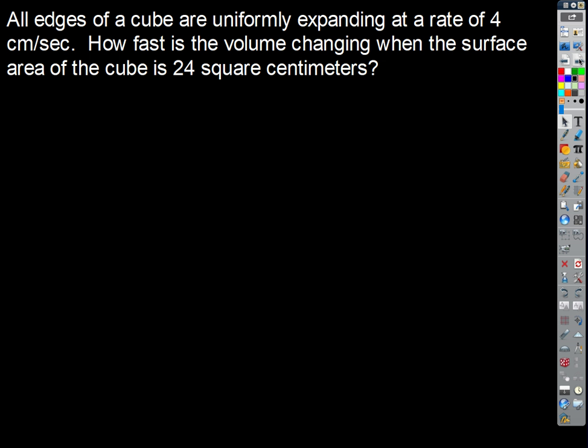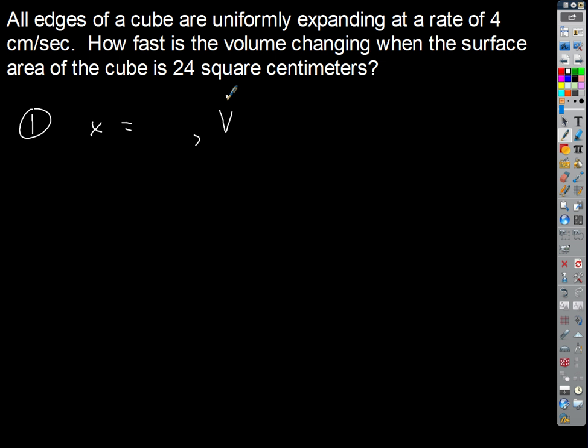So all edges of a cube are uniformly expanding at a rate of 4 centimeters per second. We could draw a picture here, but our picture is going to be pretty straightforward. What's the only variable? X, or S, whatever you want to call it. Oh, okay, so there is one little wrinkle here. We don't know X directly. They tell us when the surface area of the cube is 24 square centimeters. But what is it that we're trying to find? V dot.